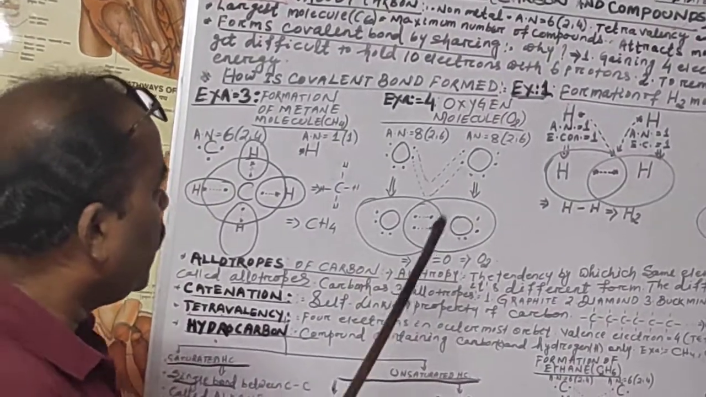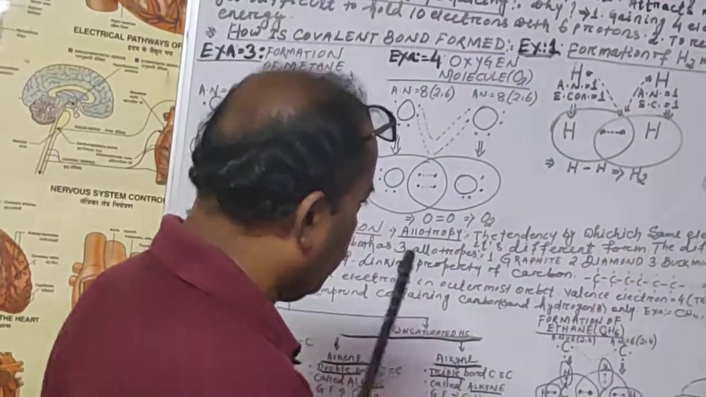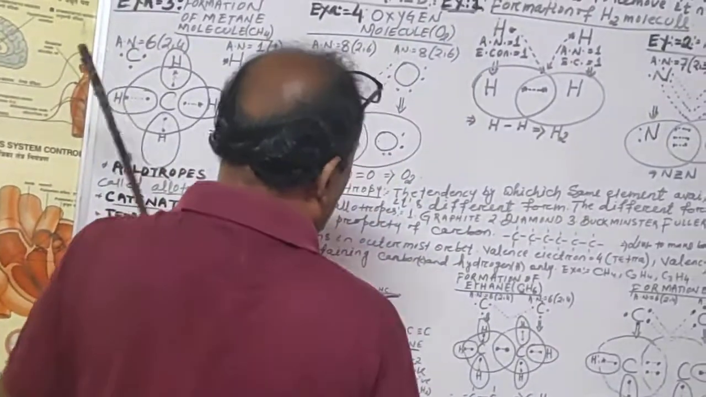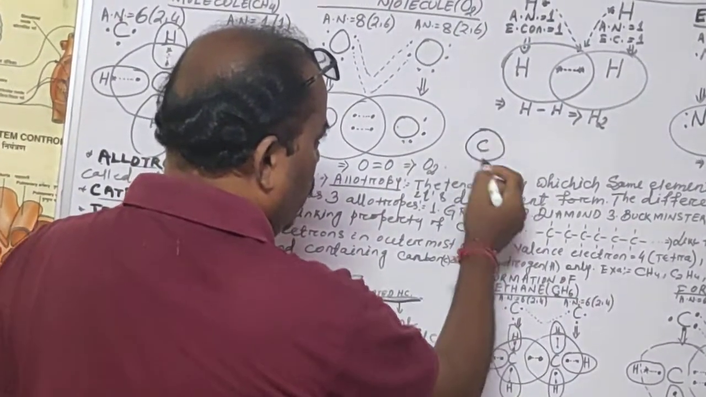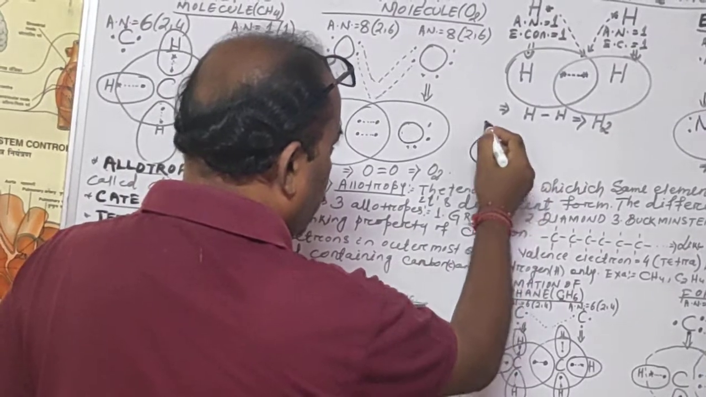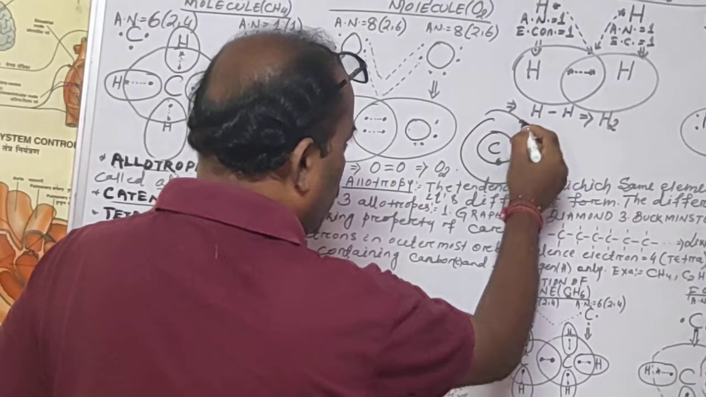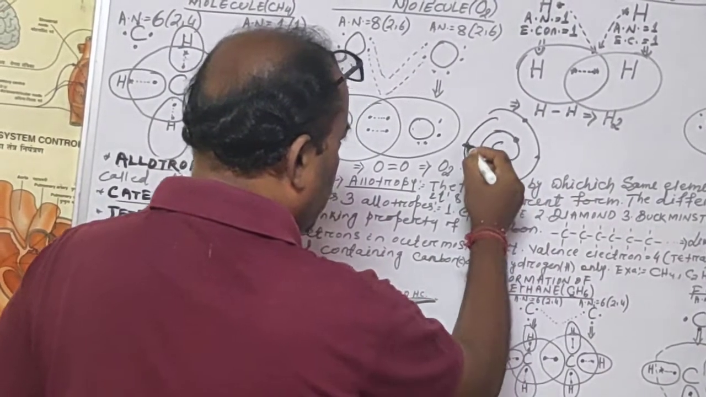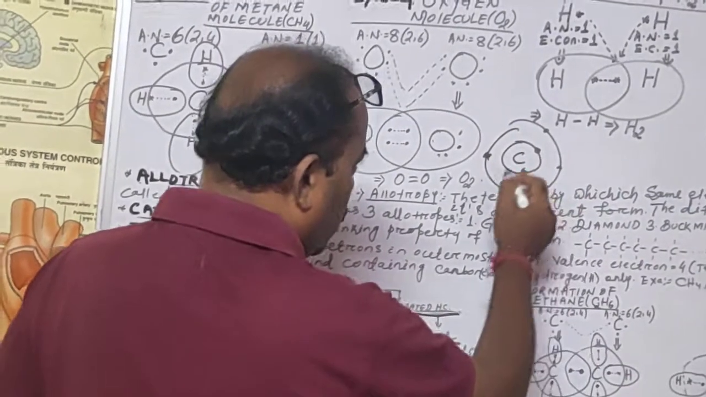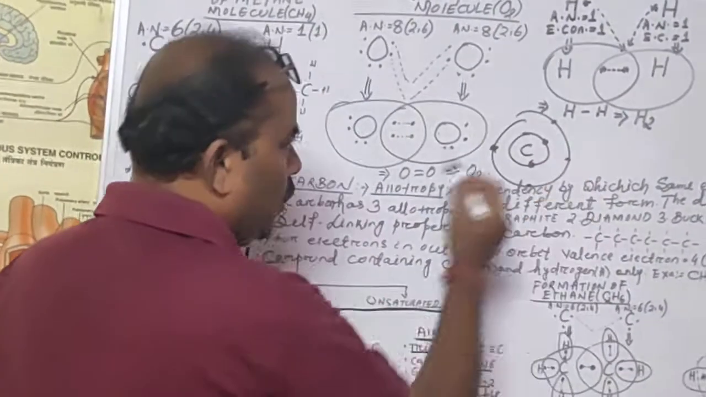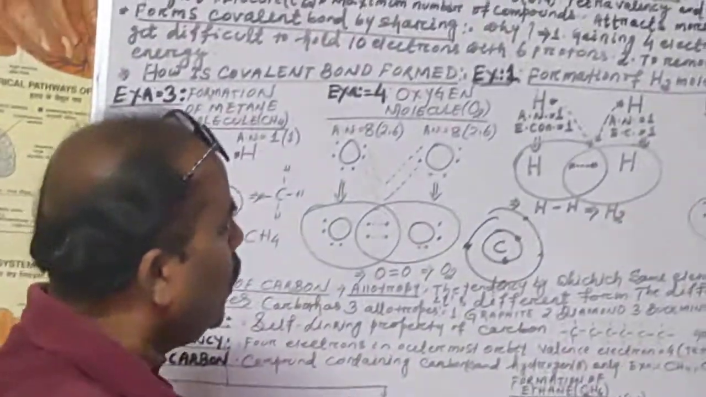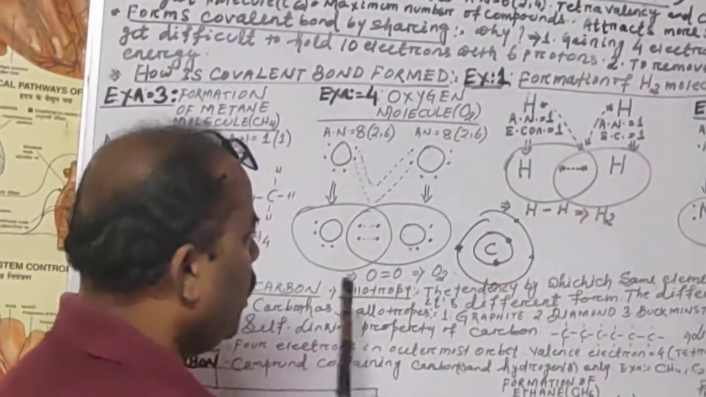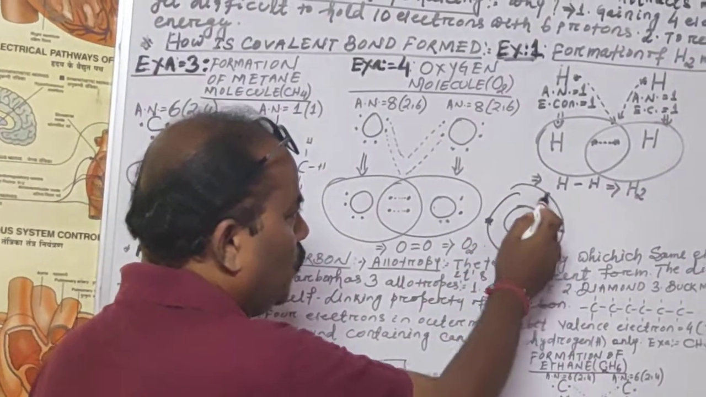We have seen the carbon structure. Suppose this is the first orbit. How many electrons are there? 2. Then in the last orbit, how many are there? 1, 2, 3, 4 electrons. As carbon has 4 electrons in the last orbit, that's why carbon is known for tetravalency. I have shown you, this is called tetravalency, meaning 4 electrons in the outermost orbit.